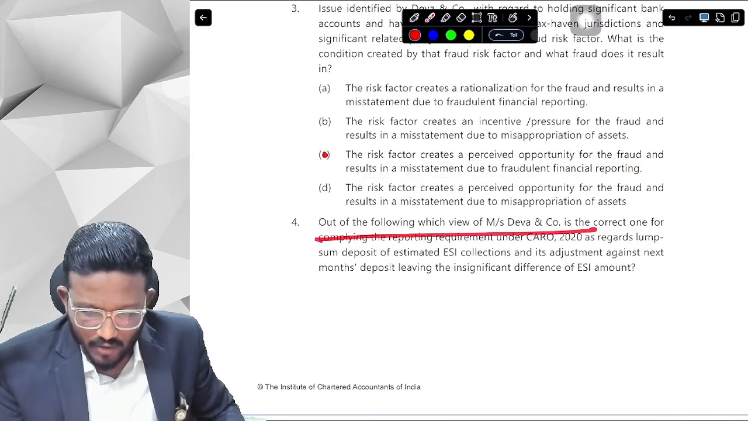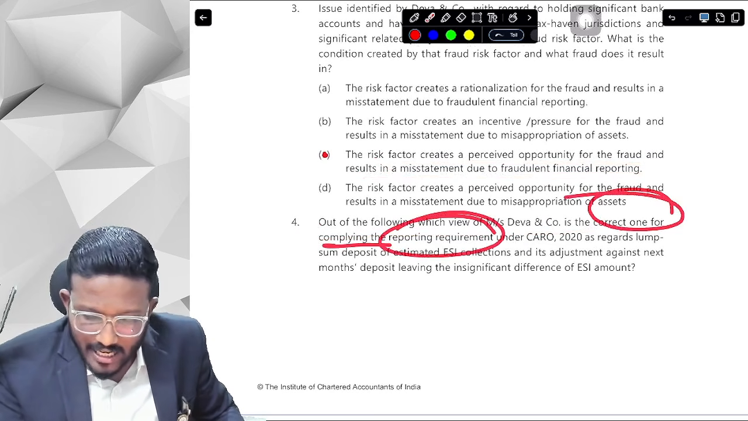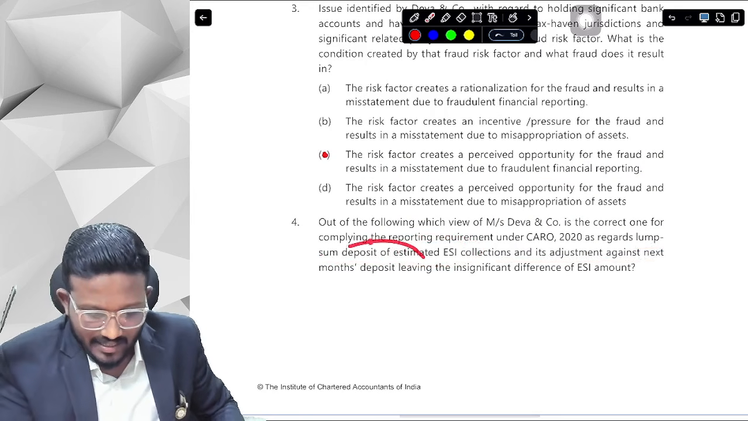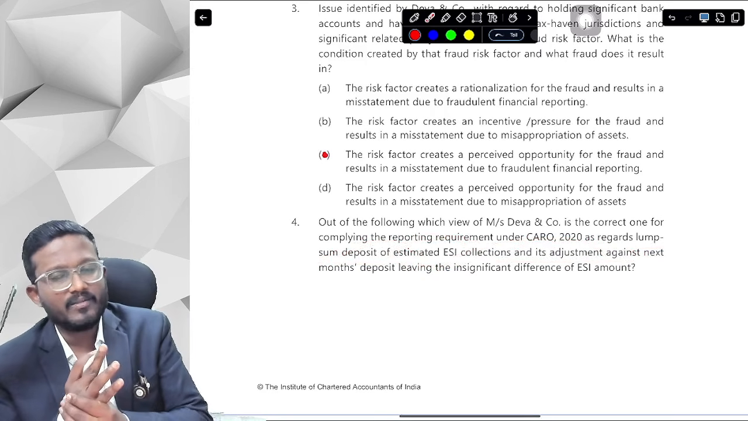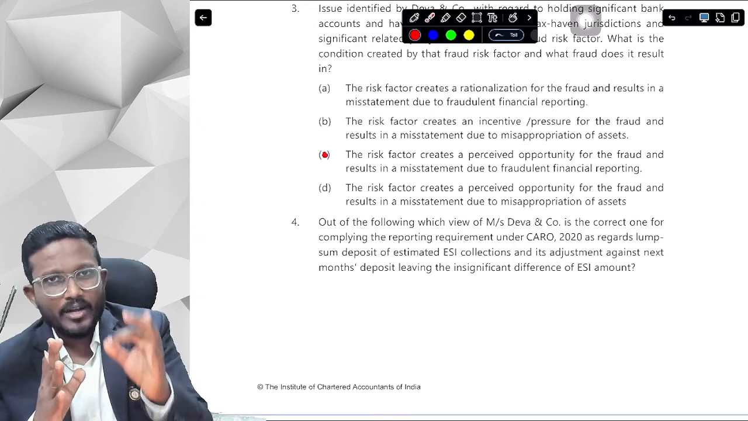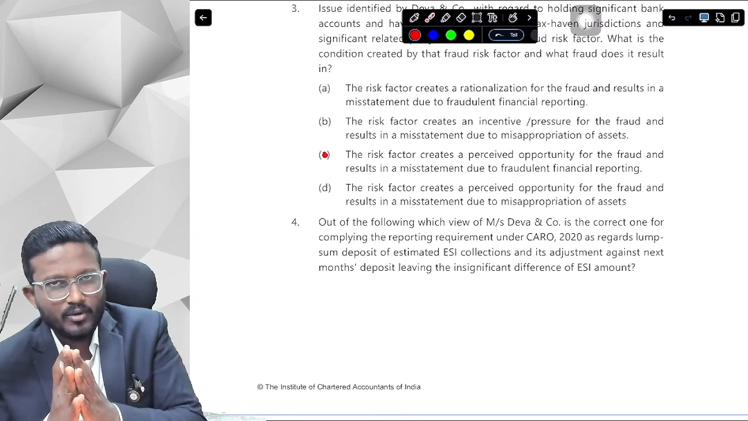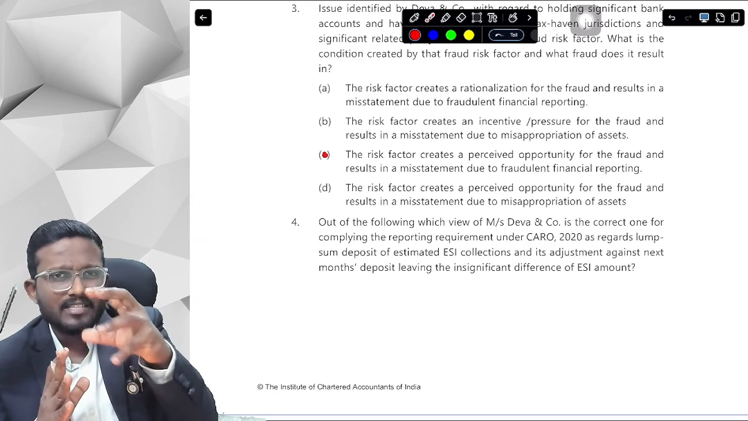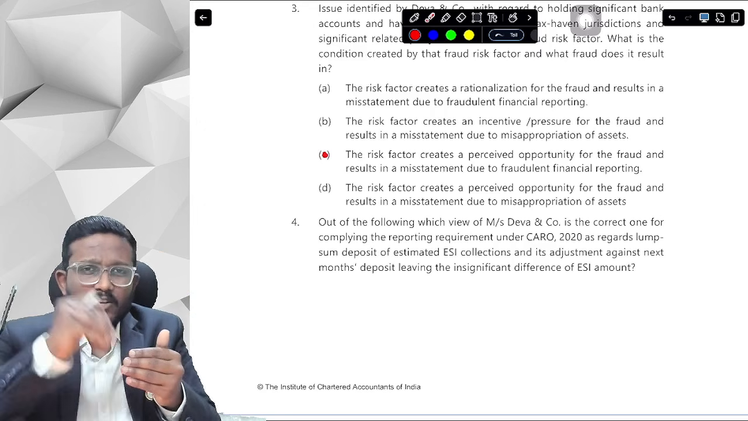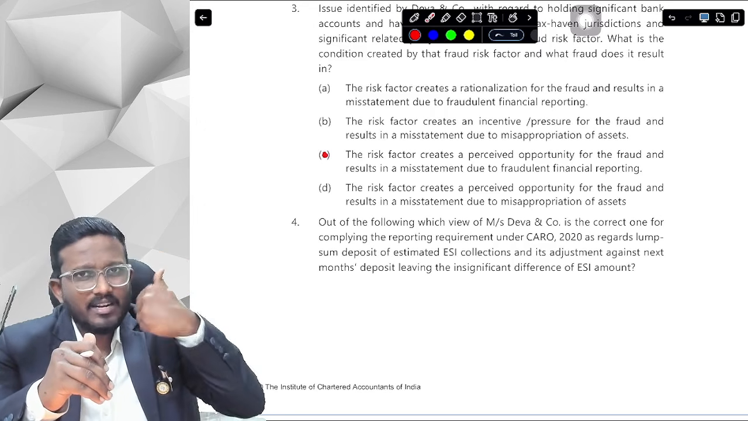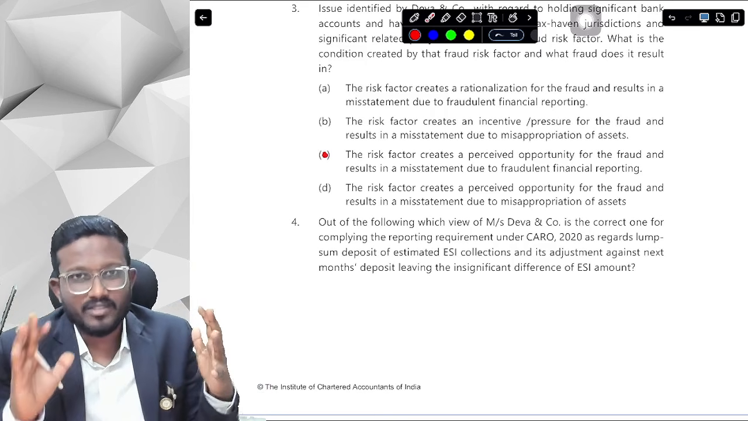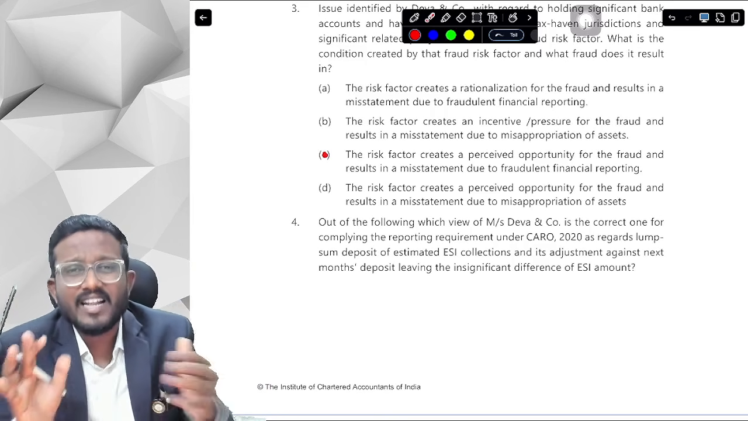What is the fourth, sir? It is saying, out of the following, which is correct for complying with the reporting requirement under CARO 2020 regarding the lump sum deposit of estimated ESI collection and its adjustment against the next term deposit, leaving the unadjusted significant difference between the ESI amount. So basically, we need to deposit the ESI amount, that is the Employee State Insurance amount, and that is a statutory due. We deposit the statutory dues based on some estimated data on a monthly basis, and if there is a difference between the actual ESI that needs to be deposited and the amount actually deposited, then we settle the difference in the next month's ESI deposit, and usually the difference is very insignificant, that is, not very material.